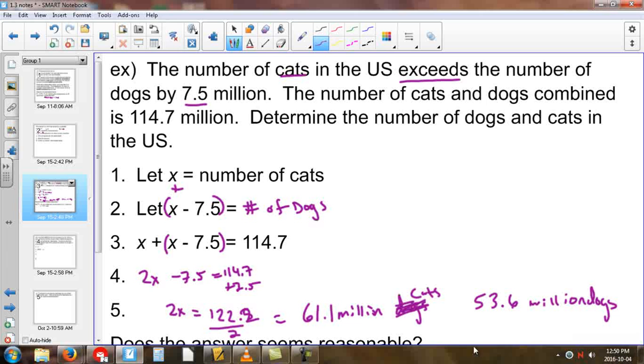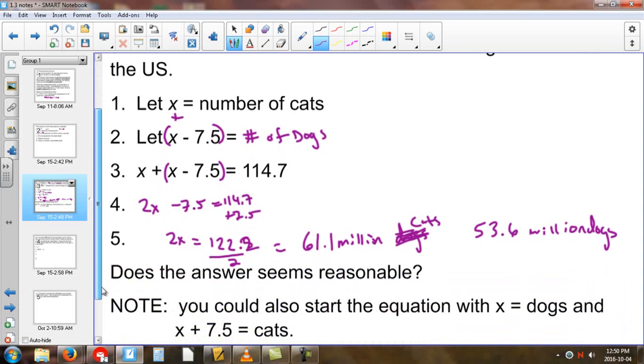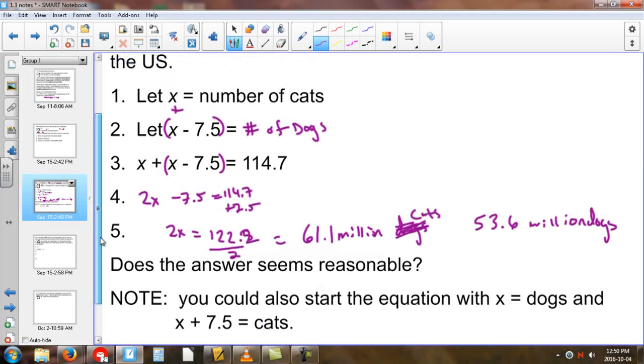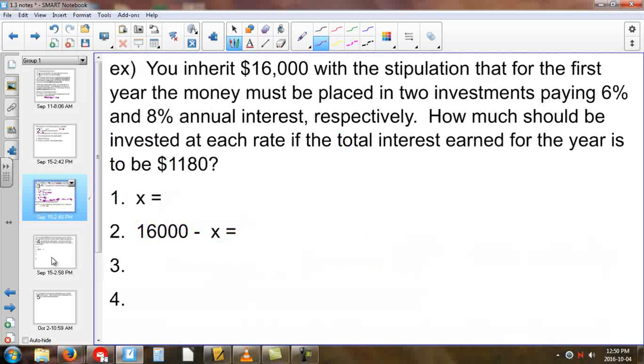The question we really need to ask at the end is, does it seem reasonable? We could have done x was the dogs and x plus 7.5 was the cats. There's definitely some flexibility here in the way we write our equation, but what's really important is when we're done, do these two numbers make sense? Do they add up to 114.7? Yes. Are the cats bigger than the dogs by 7.5? Yes, they are. Okay, so we move on to the next one.